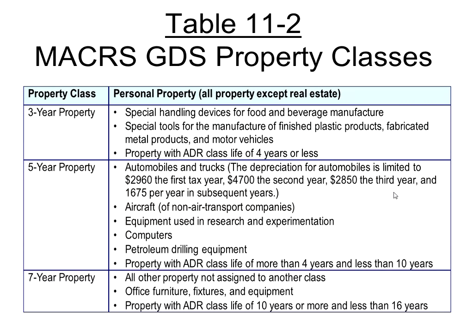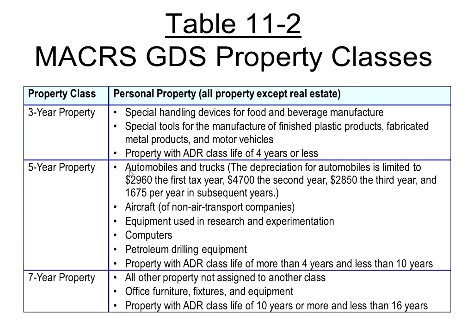And here's table 11.2, and that gives you MACRS-GDS property classes, and that includes 3-year property. 3-year property includes special handling devices for food and beverage manufacturing, special tools for manufacture of finished plastic products, fabricated metal products, and motor vehicles. Also property with an ADR class life of 4 years and less.